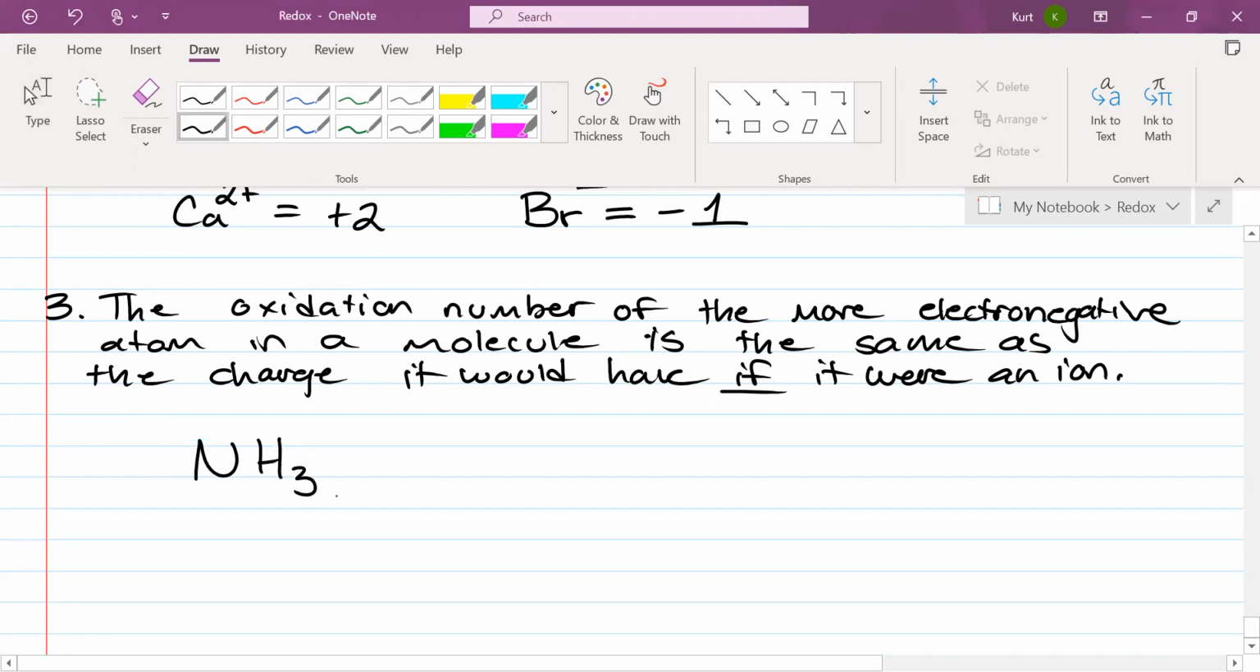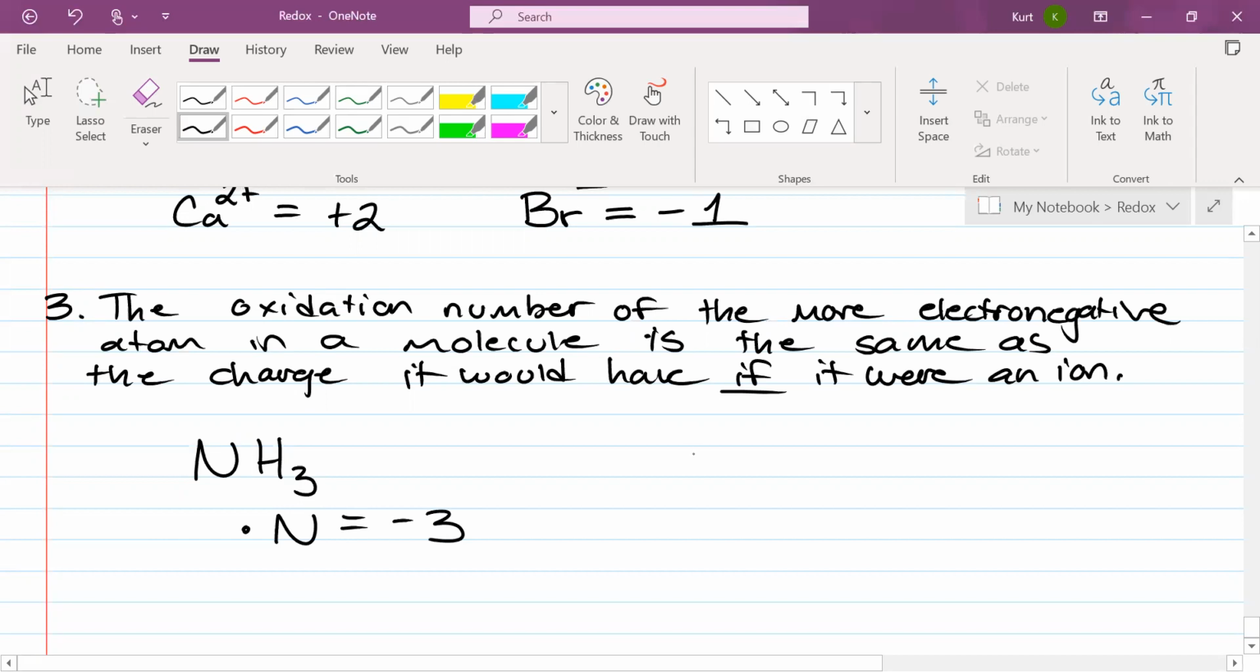We have NH3. I want to know what the oxidation number is of the nitrogen there. What is more electronegative when you're looking at NH3? Nitrogen or hydrogen? Nitrogen is closer to fluorine on the periodic table. And so what you will determine is that because nitrogen is more electronegative, its oxidation number is whatever its charge would be. So based on nitrogen's location on the periodic table, what would its charge be? -3. That means that is what its oxidation number would be.